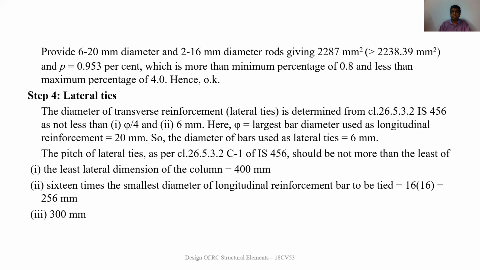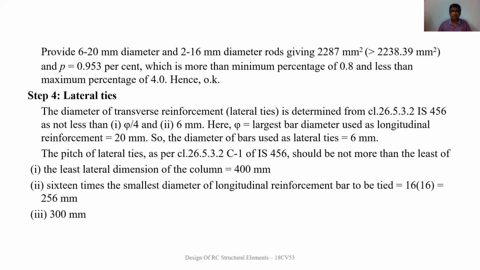The percentage of steel is 0.953%, which falls within the range of 0.8 to 4%. Hence, the provided steel is okay. So from this, what we can understand is the percentage of steel should be between 0.8 to 4%. Under any circumstances, the percentage of steel shall not be less than 0.8 and shall not be more than 4%.